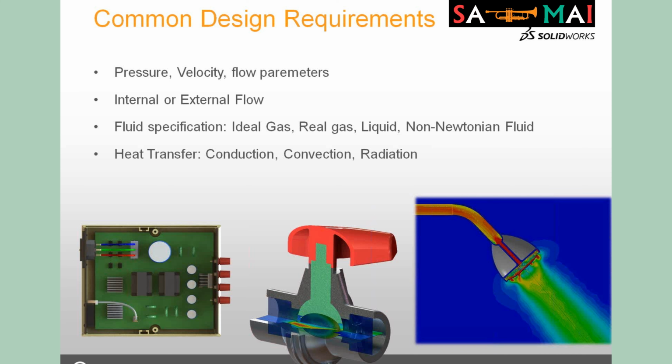So some common design requirements for CFD, one would be pressure, velocity, and flow parameters. We just need to know what is the pressure across a certain boundary, or what is the velocity of the fluid. Internal or external flow, we can handle both. The two examples that I'm going to show today, though, are internal flow. Fluid specifications, is it an ideal gas, a real gas, a liquid, or a non-Newtonian fluid? We handle all of those. And then heat transfer as well. Through the fluid package, we handle conduction, convection, and radiation.